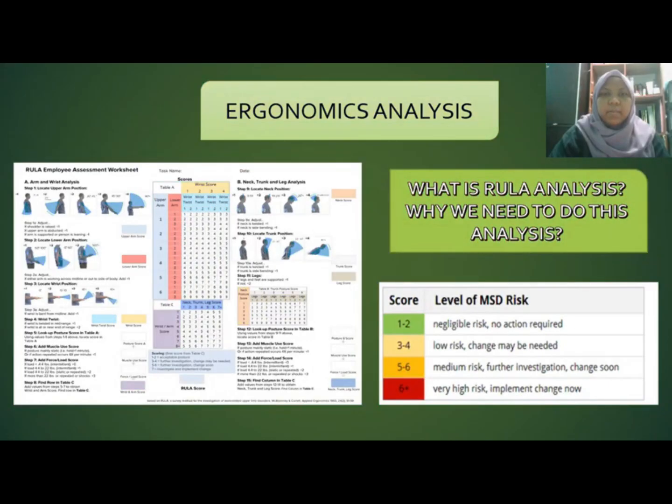Next, I will explain about the ergonomic analysis. Ergonomic analysis focuses on human beings and their interaction with material, information, procedure, and environment that are used in work and everyday living. To analyze this ergonomy, we use RULA analysis. What is RULA analysis? It is used to evaluate the exposure of individual ergonomic risk factors, which are associated with upper extremity MSD. Why do we need this analysis? In order to get the score level of MSD risk as shown in the table below.